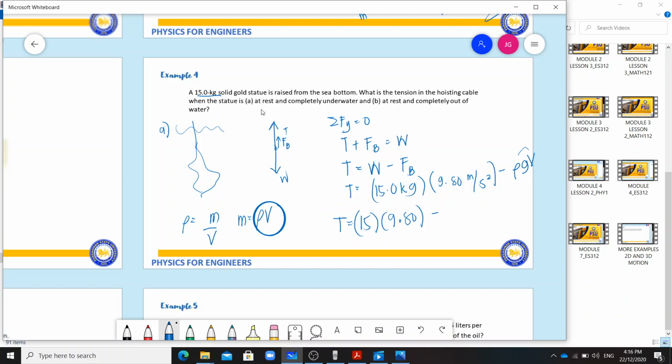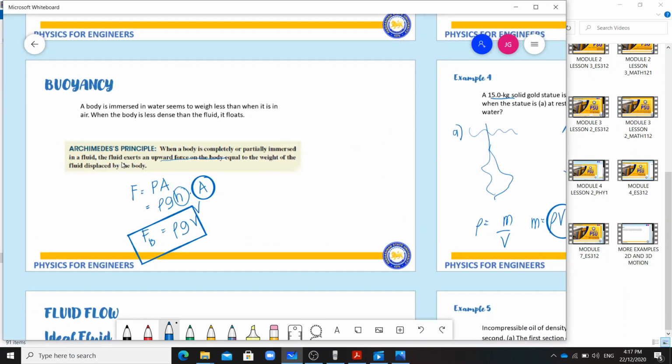Sabi niya dito is what is the tension when the statue is at rest and completely under water. Okay. Completely underwater. Ang sabi dito is the fluid exerts an upward force on the body equal to the weight of the fluid displaced by the body. So, hinahanapin natin dito is yung weight ng water na dinisplace ng body. Okay? Paano natin malalaman yung displacement? Okay? So, kung ito yung statue mo, at nakalubog yan sa tubig, ang hahanapin natin is itong amount of water na na-displace niya.